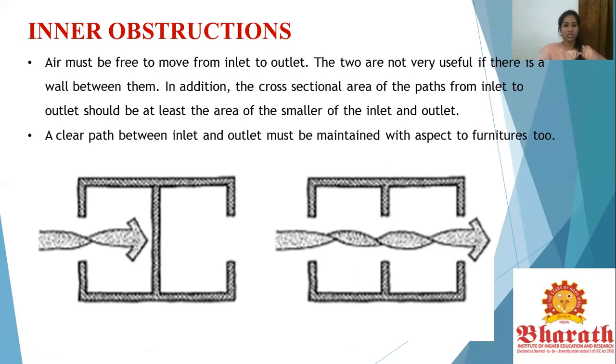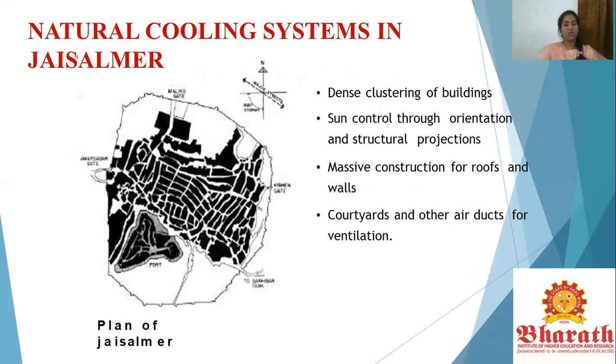In addition, the cross-sectional area of the path from the inlet to the outlet should be at least the area of the smaller of the inlet and outlet. A clear path between the inlet and outlet must be maintained with respect to furniture too. So not only your inner partition walls, but also your furniture has to be considered. So we looked at air movement in different subcategories.